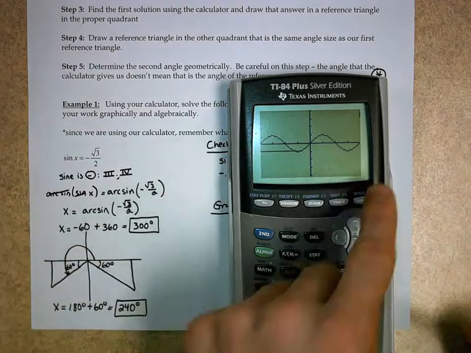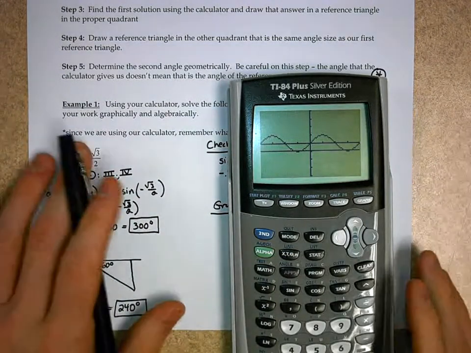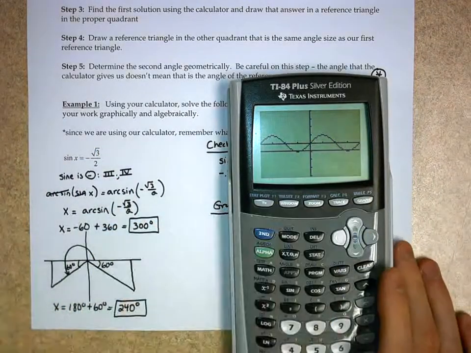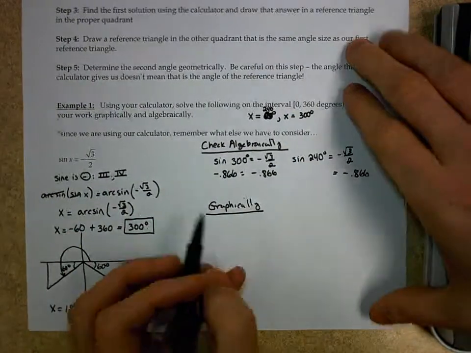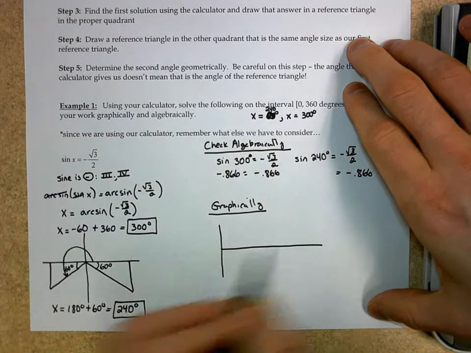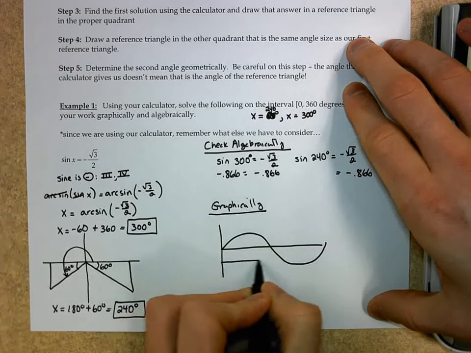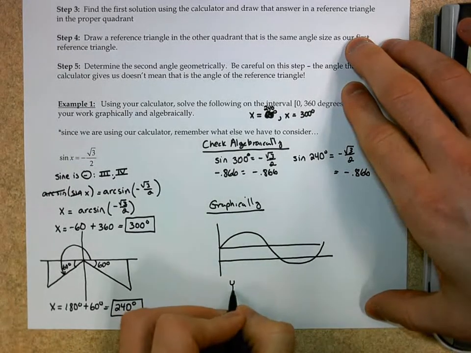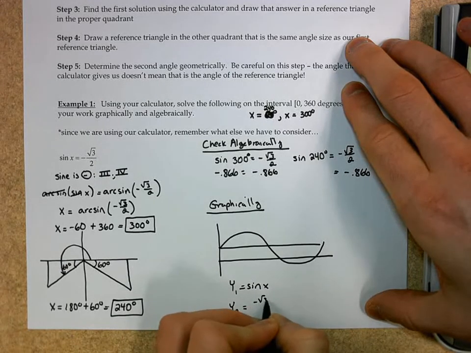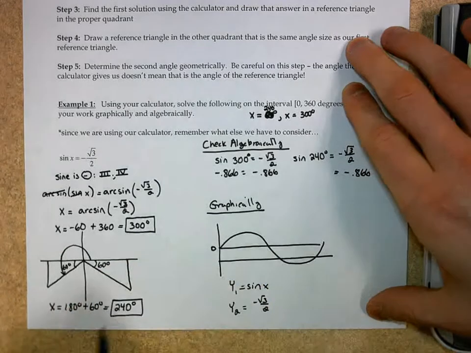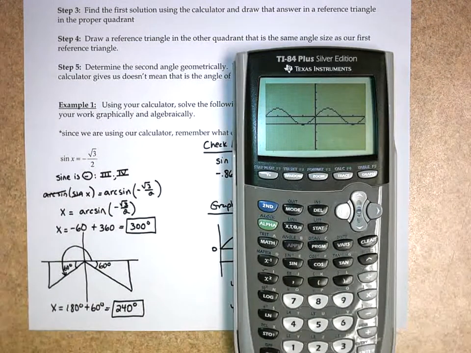And what this did is it went from negative 360 degrees all the way to positive 360 degrees. And the only piece that I care about is over here, from 0 to 360 degrees. So if I look at this graphically, we've got our sine of x, which looks like that, and then I've got this line. So we said y1 equals the sine of x, y2 equals negative square root of 3 over 2. And there's my 0 right there. So that's what my graph looks like.